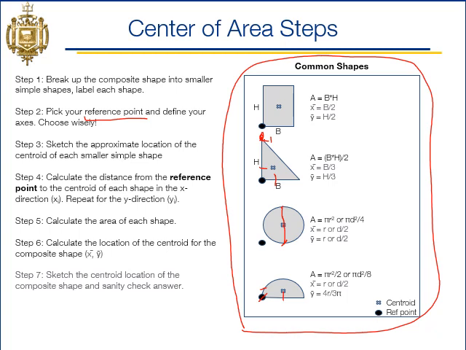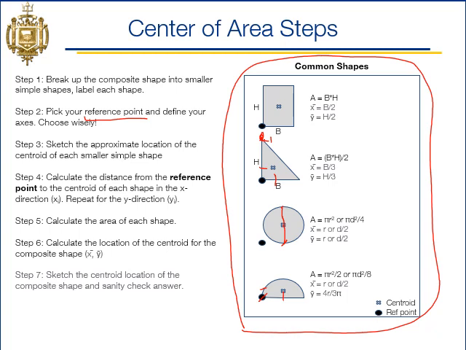Step 3, so you've got the shapes broken up, you've got your reference point. Then what you're going to do is sketch the approximate location of the centroid of each smaller simple shape. So you just put a little X or something where you visualize the centroid of each individual shape to be, and you can use this chart on the right to help you in those sketches. Then step 4, you're going to do some simple calculations to find the distance from the reference point to the centroid of each shape in both the X and Y direction.